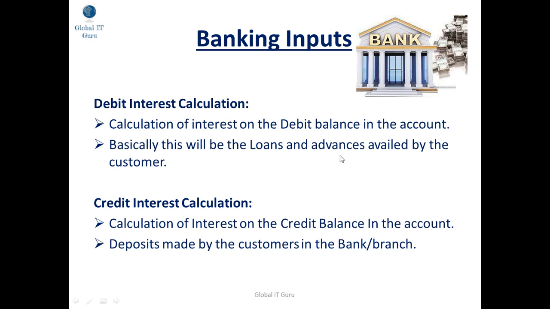Coming to the next, this is credit interest calculation. So calculation of interest on the credit balance in the account, known as credit interest calculation, and deposit made by the customer in the bank and branch. So this credit interest calculation is applicable for all the liability products, whereas debit interest calculation is applicable for assets parts. I mean the loans and advance.